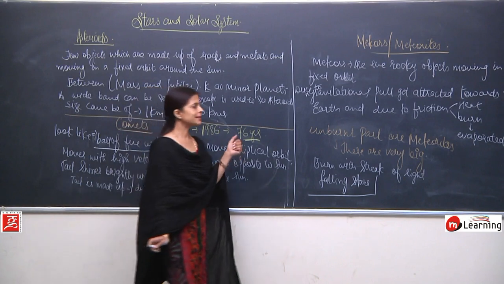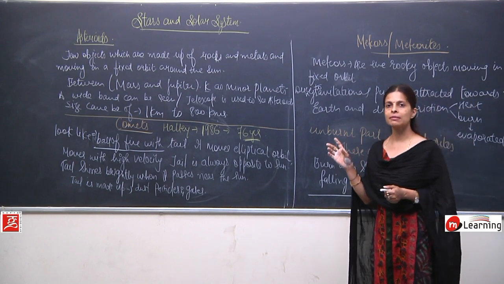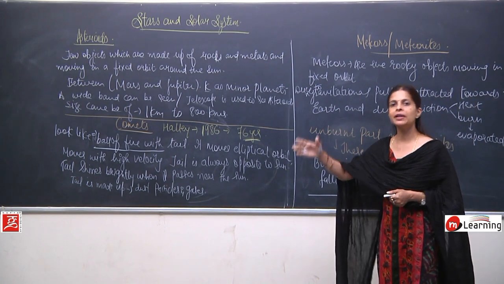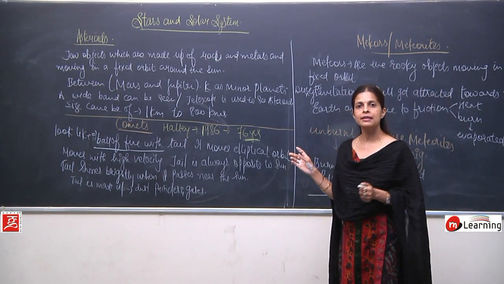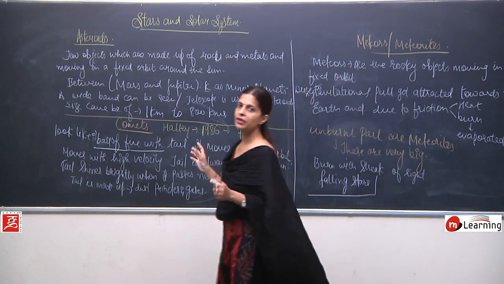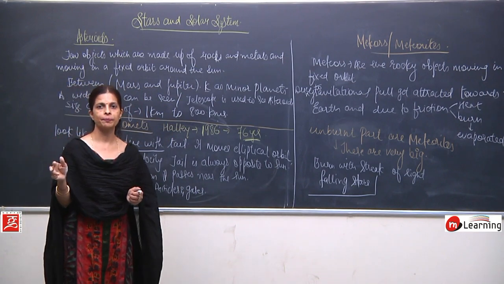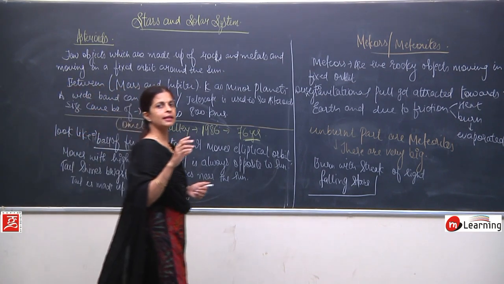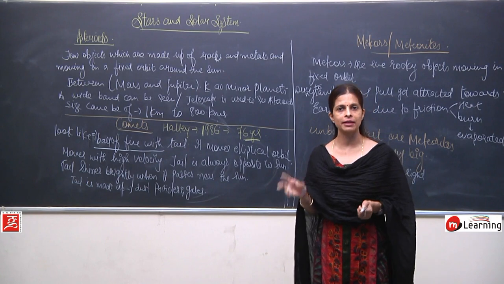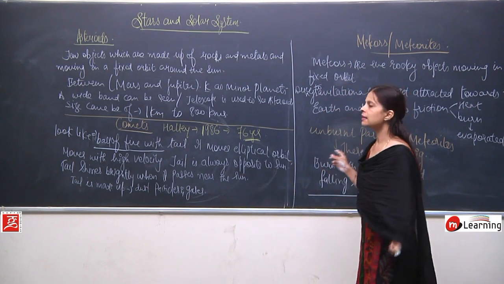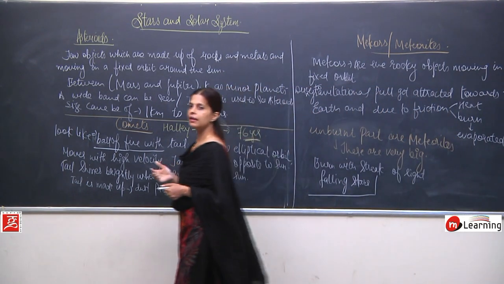So just now we have discussed the asteroids, the comets, the meteors and the meteoroids. First of all, what are asteroids? They are objects made up of rocks and metals which are moving in a fixed orbit between Mars and Jupiter. Lots of rocks are there. These are also known as minor planets, and they form a wide belt between Mars and Jupiter. These asteroids can be of various sizes, very small or very big.